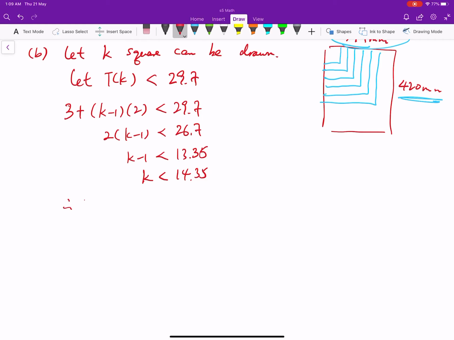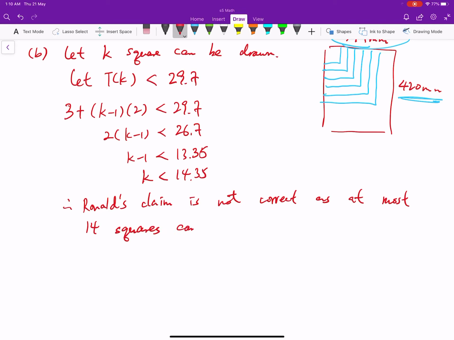So Ronald's claim is not correct, as at most 14 squares can be drawn.